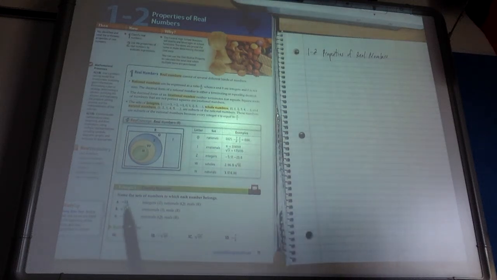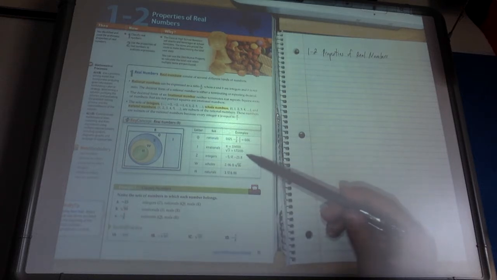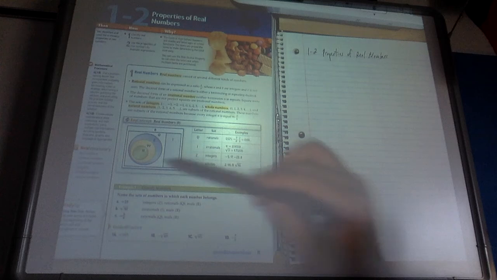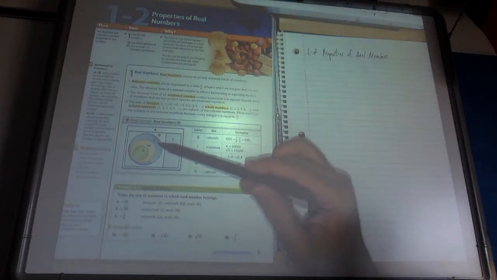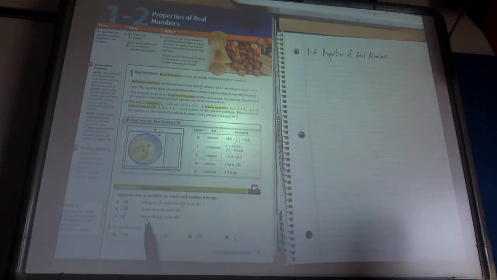So real simple, in the book, example 1, I'm not even going to write this down. It says name the sets of numbers to which each number belongs. Negative 23: you can come up here and they actually match it up. It's an integer, so it fits right here in the Z circle, then it's also rational and it's also a real number. They would just put Z, Q, and R.